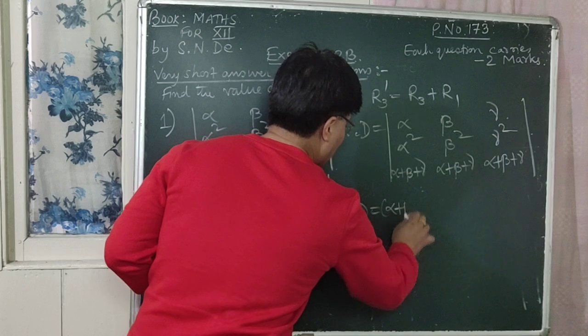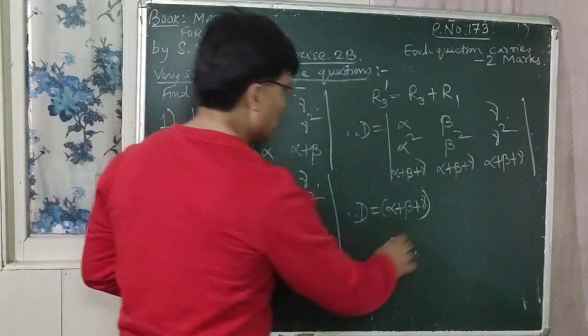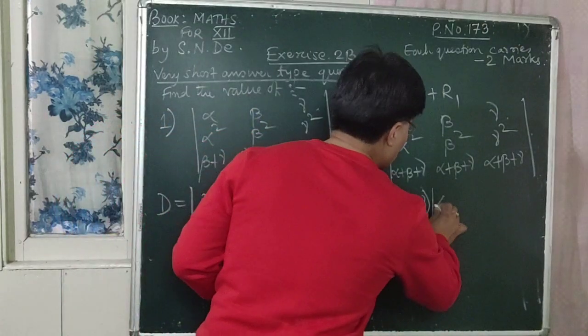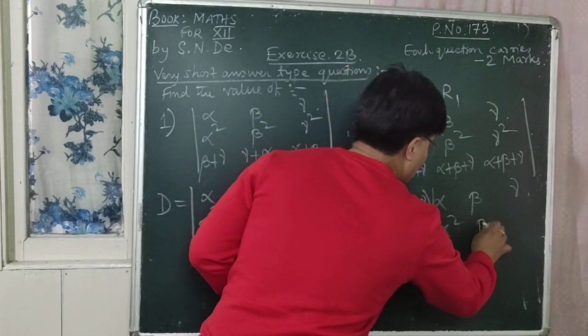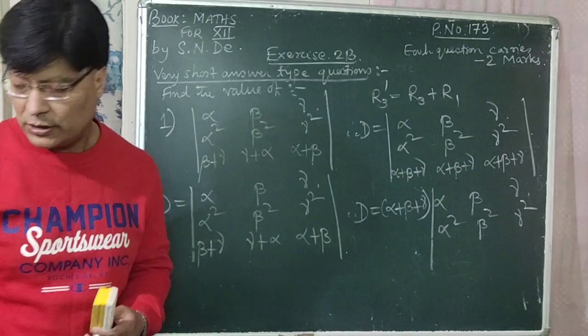Okay? So this is beta plus gamma plus alpha. How much is it? Alpha plus beta plus gamma. Then this plus this: alpha plus beta plus gamma. Then also this plus this: alpha plus beta plus gamma.